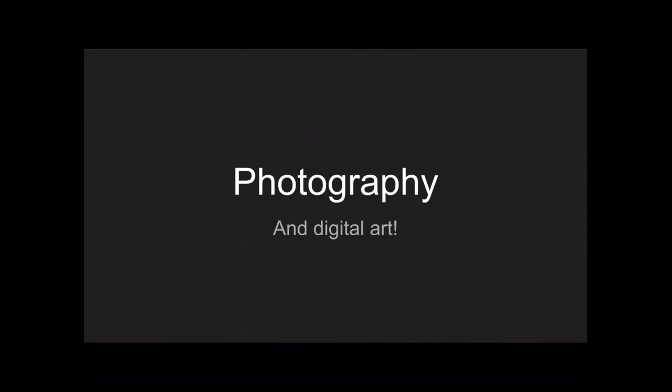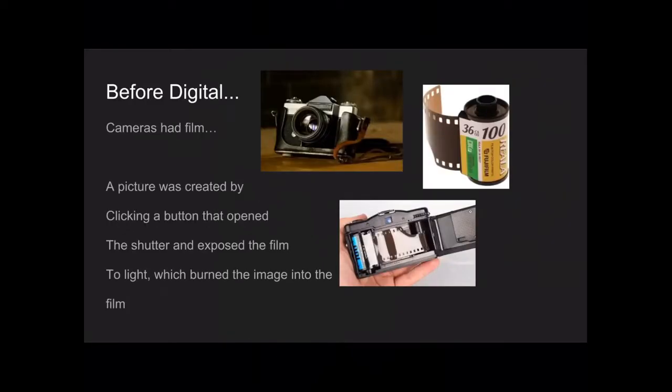Alright, today we're going to be talking about photography and digital photography. Before you could just pick up your iPhone and take a picture, cameras had to have something called film. The film had to be loaded into the camera, and a picture is created by clicking a button that opened the shutter of the camera and exposed the film to light. That light would burn the image into the film.